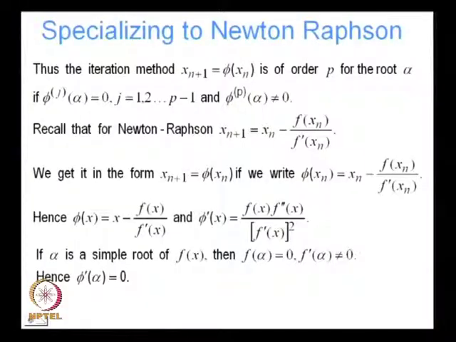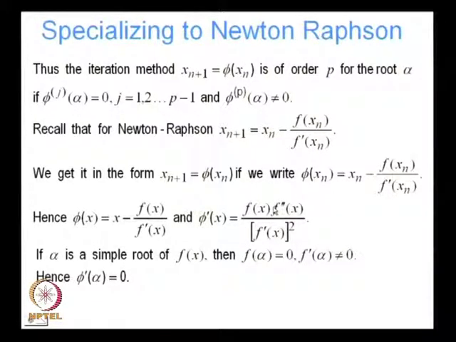Let us recall that for Newton-Raphson we can write x_{n+1} = x_n minus f(x_n) by f prime(x_n). In that case, what is our phi? Our phi is nothing but the function on the right-hand side. So, we can write phi(x_n) = x_n minus f(x_n) by f prime(x_n). Hence, phi(x) is this, and phi prime(x), if I take the derivative of this, is equal to this.